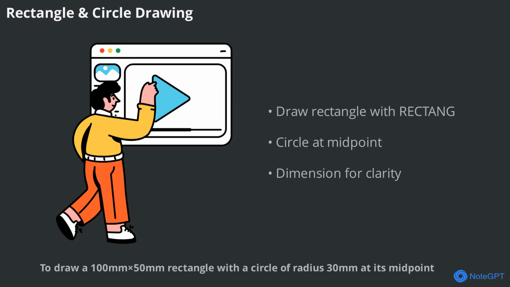Draw a 100 mm x 50 mm rectangle with a circle of radius 30 mm at its midpoint. Use the rectang command for the rectangle and circle for the circle. The midpoint is at 50,25, and the circle extends beyond the shorter rectangle side. Dimension both shapes for clarity. This method demonstrates precise placement and dimensioning in CAD.